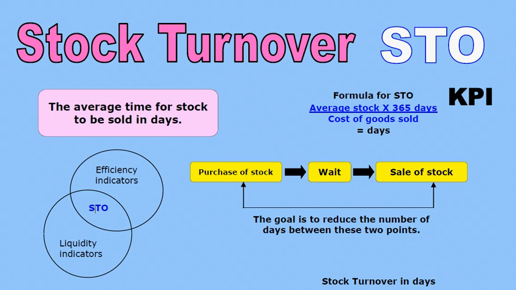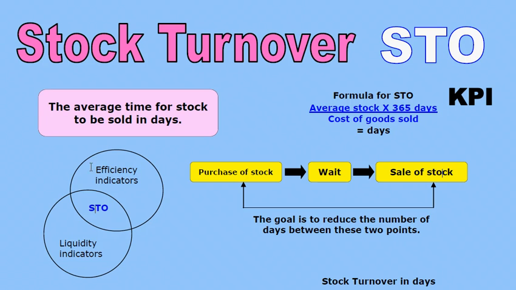And most businesses will look for less days. Less days means a quicker stock turnover. Have a look at this diagram in yellow. We're talking about the purchase of the stock, we wait, and then we sell the stock. So the goal is to reduce the number of days between these two arrows, the purchase of the stock and the time the stock is sold. Most businesses want to reduce the time between those points, that is, have a more rapid stock turnover, less days.